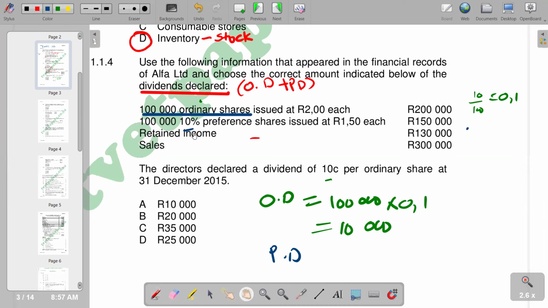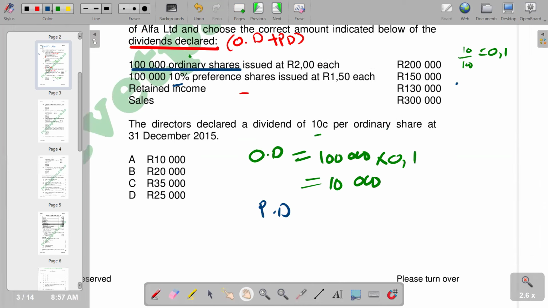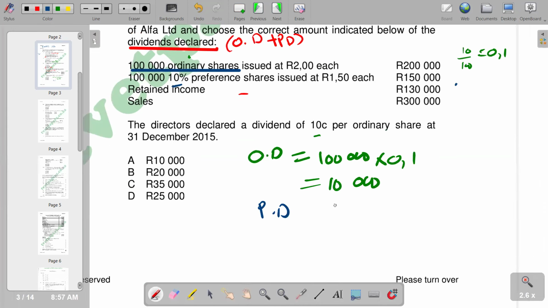So we just say the 10% times the total value, or you can say 10% of 100,000, then you get 10,000. The 10,000 we multiply by 150, you get 15,000, which is the same answer. So it's simple. We can just say our 10% times the total value, which is 150,000. So it means we have got 15,000 as our preference dividends that were declared.